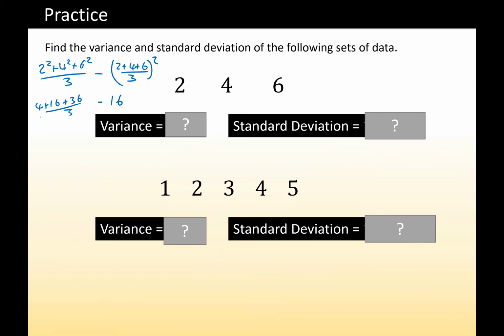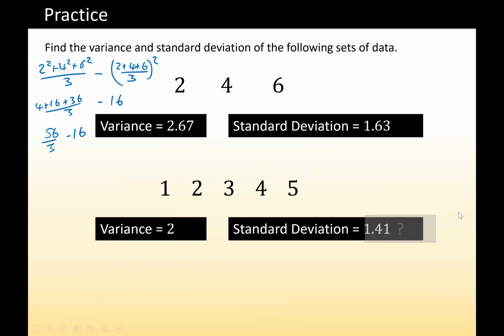So there's 56 over 3 minus 16, which gives us our answer of 2.67. Our standard deviation, the square root of that, is 1.63. Do the same thing for the second set. Variance will give us 2, and our standard deviation 1.41, the square root of 2.